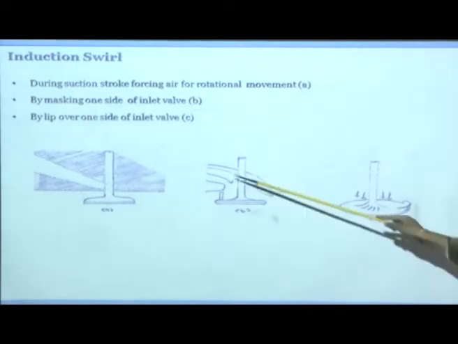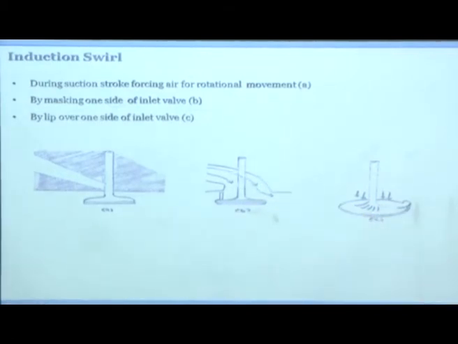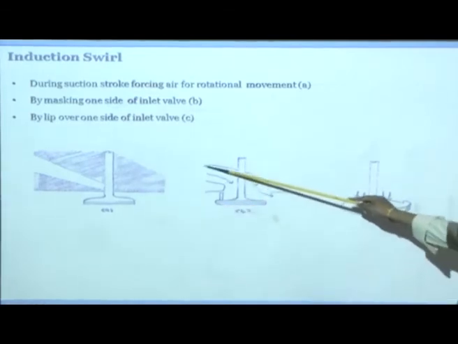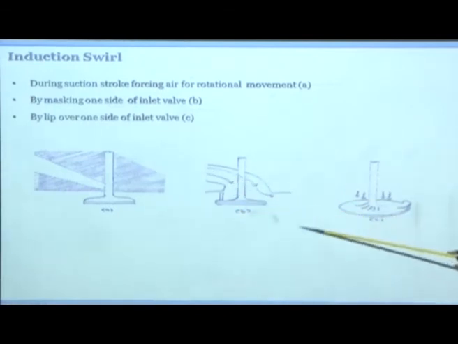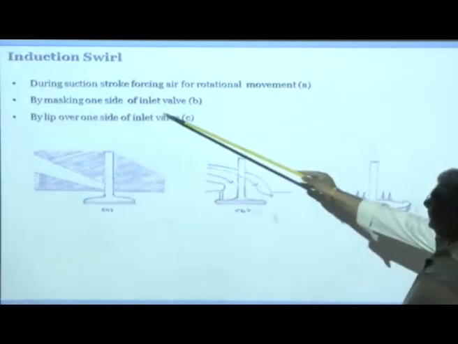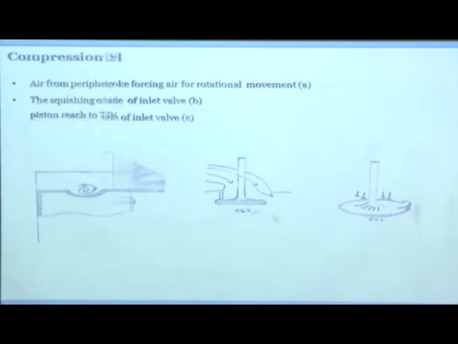The other thing that you can do is, when the air is coming in, you don't want half of the air to go this side and half of the air to go this side, as that will disturb the swirl. So what you do is you provide a lip on the valve. So now the air that is coming in will not go through here, it will only go through here, and therefore it will aid in swirling motion. Or you can provide a lip like this. So you can actually provide a lip on the valve in order to generate swirl inside the combustion chamber. So this is called intake swirl. This you can do during the suction stroke, by forcing the air in a rotational motion, by masking one side of the inlet valve, and by providing a lip on one side of the inlet valve.